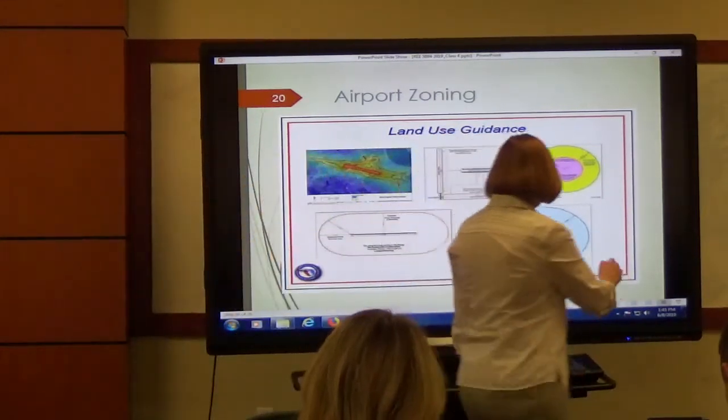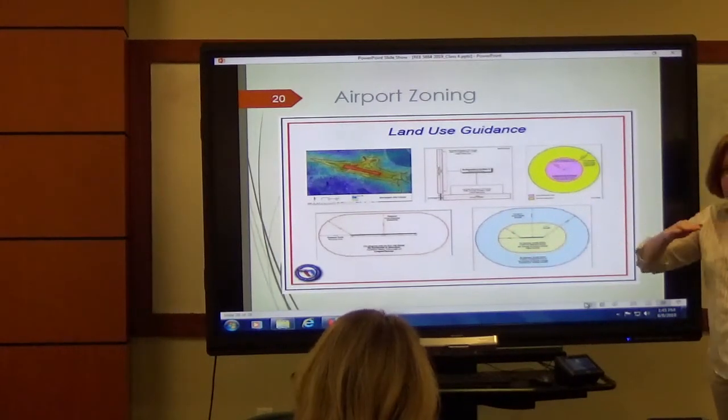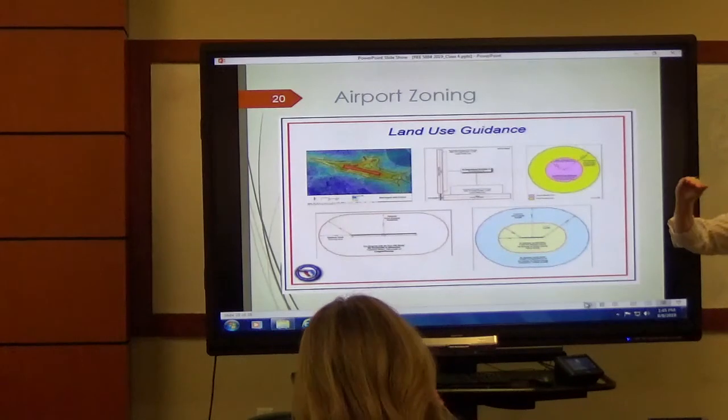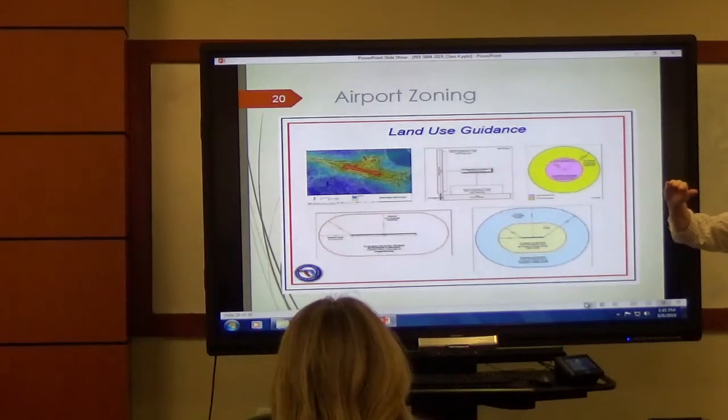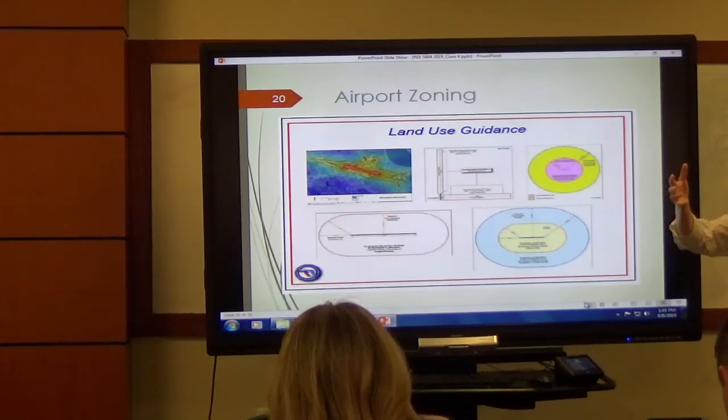If this is a runway, the protected airspace heads up from around the runway in a certain ratio. So the farther away you get, the more height might be possible.